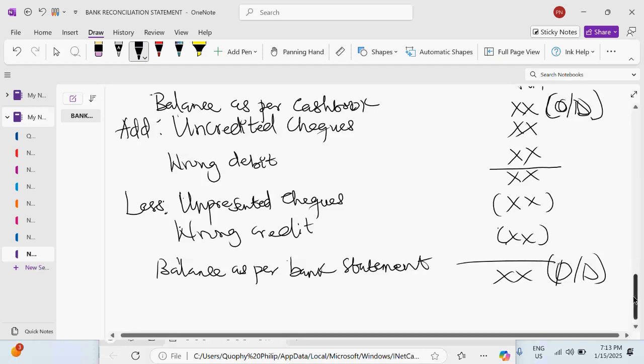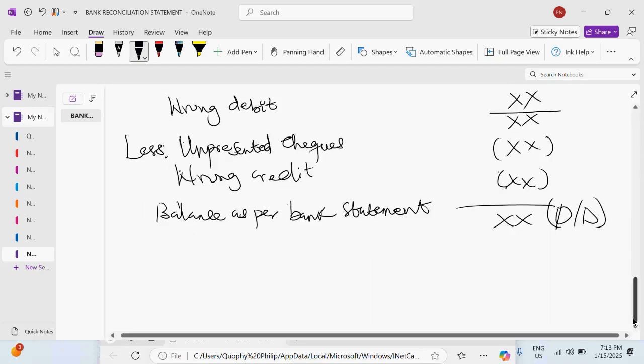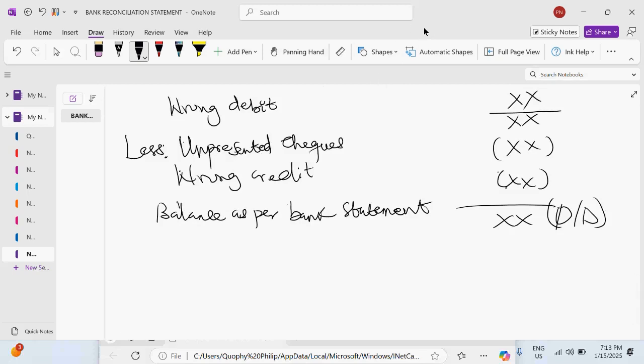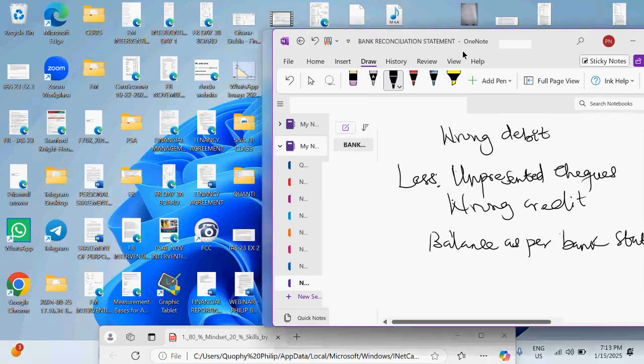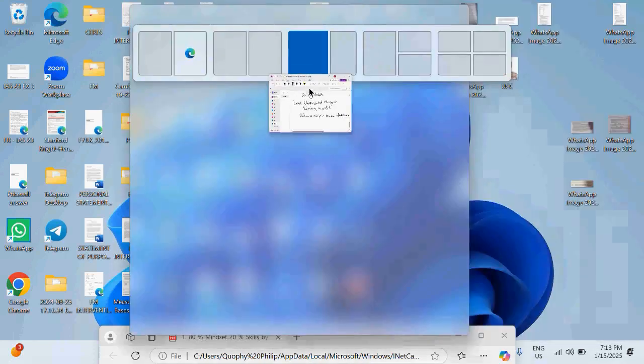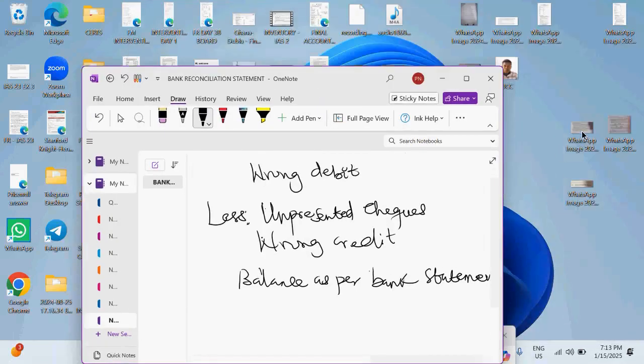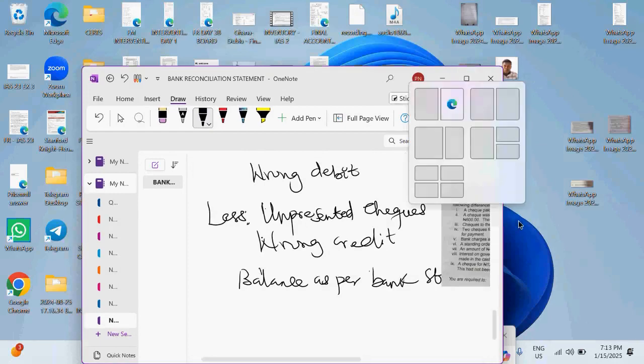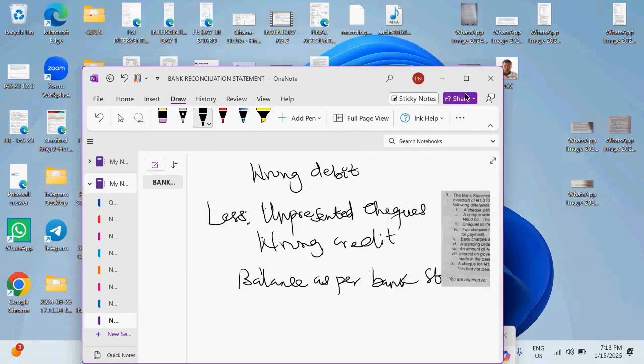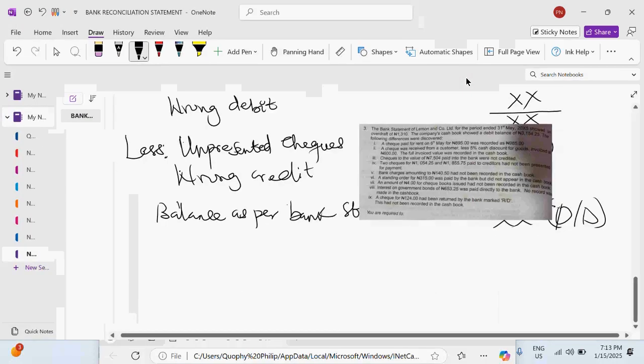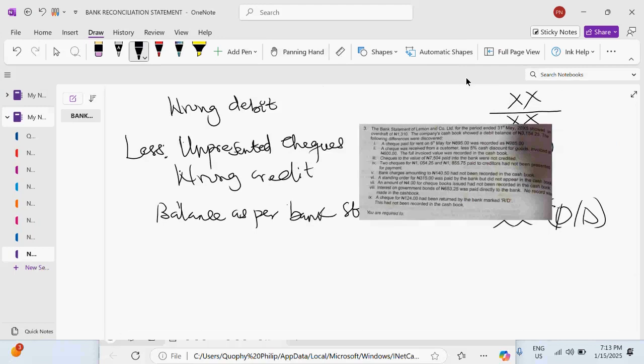Now let's start with our question. Someone should read for us as quickly as possible, because I've taken my time to explain the format so that no matter the question that you see, you know that you are going to start with your format. So someone should quickly take us through the question.